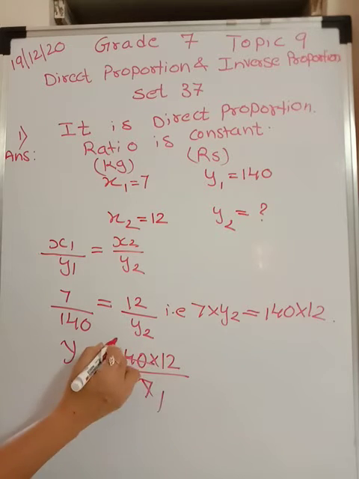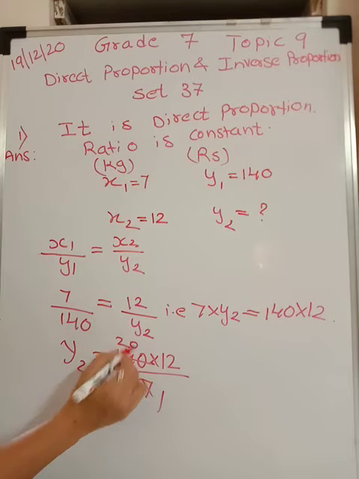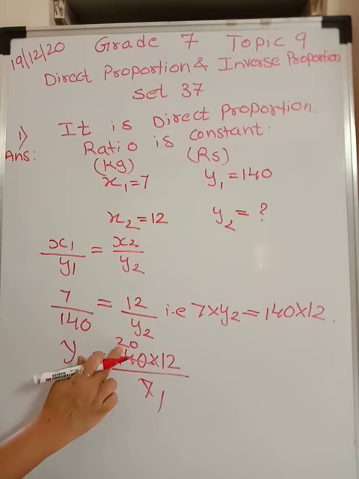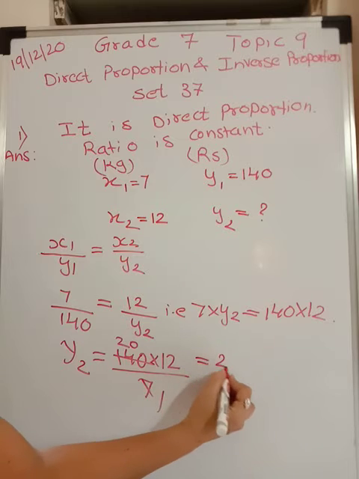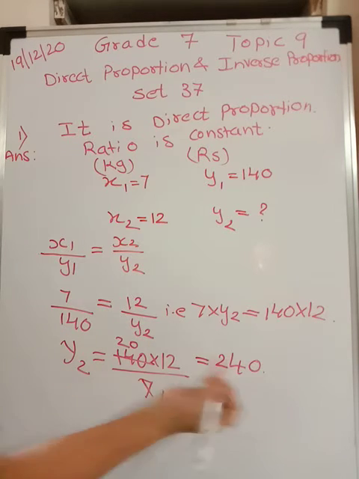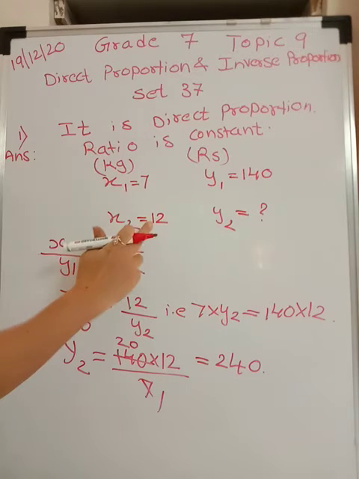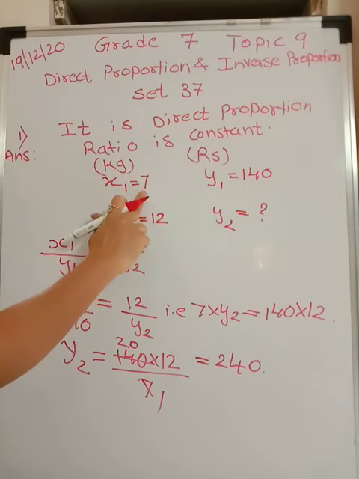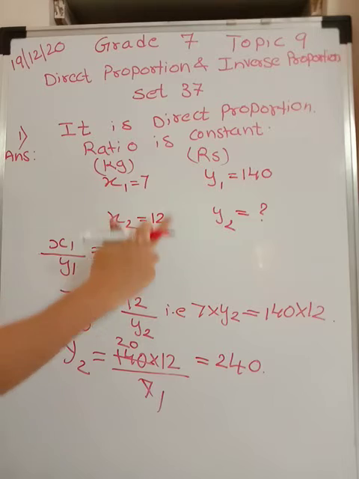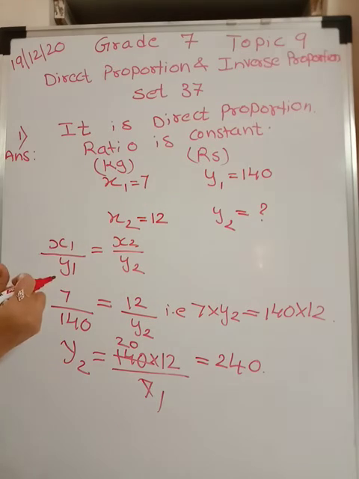7 ones are 7, 7 twos are 14, and this 0 over here. 12 twos are 24, and 24 with this 0 gives 240. So naturally, if this is 7 and it is 140, then 140 is 20 times 7, so this will also be 20 times 12. That comes out to be rupees 240.